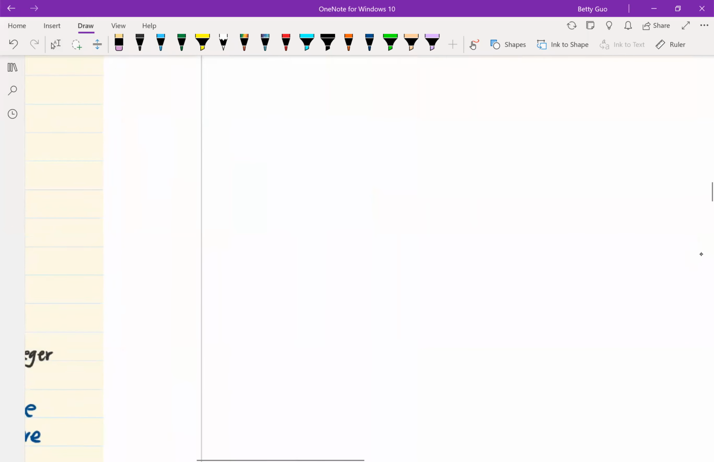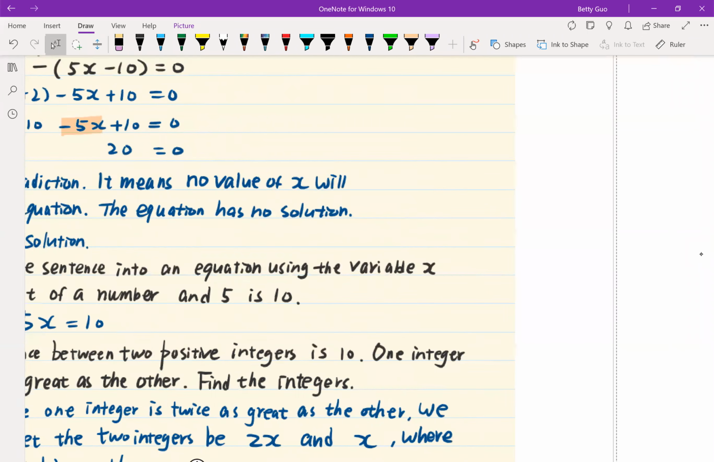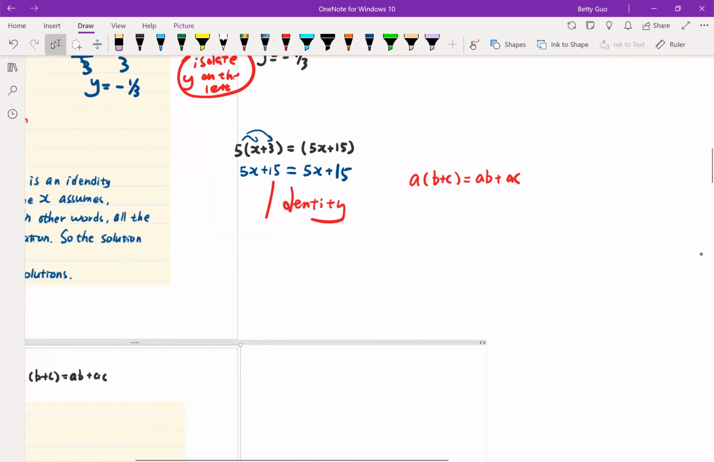Let's do it here. Oops. Doesn't let me paste.